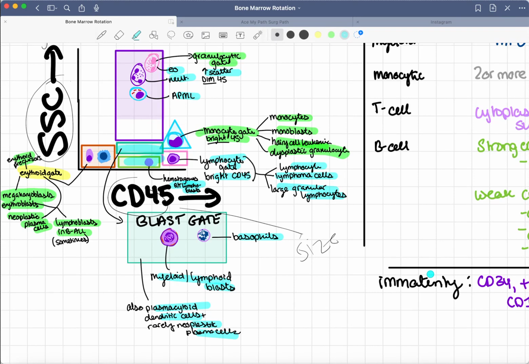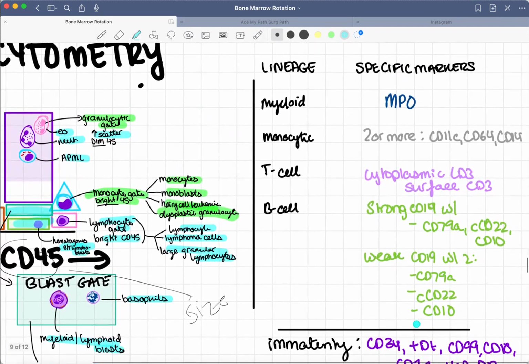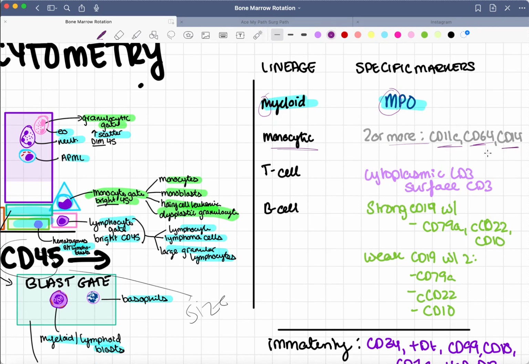So what you want to do is use that as a primer and start to think about the different areas of the chart and let that be a guide as to which cells you are looking for in those areas. So just generally here, there are going to be certain markers that we're going to associate with different lineages. When you think about myeloid, you want to associate that with MPO. And of course, the easy way to remember that is simply M and M. So myeloid has an M and MPO starts with an M. Don't get that confused with monocytic, however, because monocytic has a different set of markers. It can be 2 or more of CD11C, CD64, which I think is the most standout one here, and then CD14.